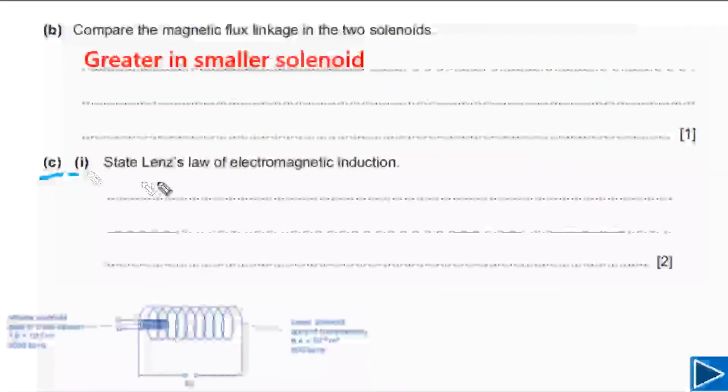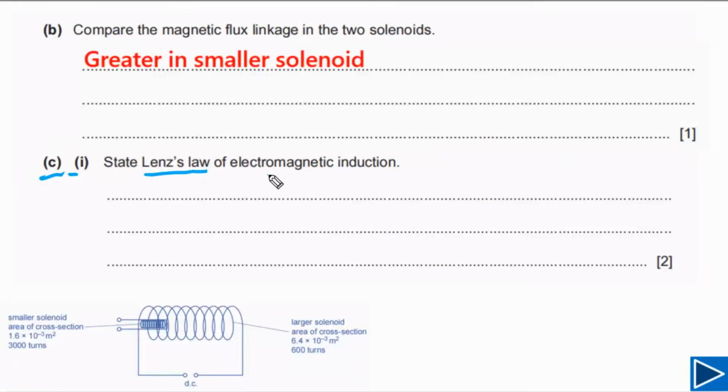For part C1, we need to state Lenz's law of electromagnetic induction, and this question is very common, most frequently asked in many past papers. So you need to understand how to state Lenz's law in a proper way so you can get full marks. For this question, there are 2 marks, and mostly this question has 2 marks. So you need to understand how those 2 marks will be given and what you need to write down in your answer to get those 2 marks.